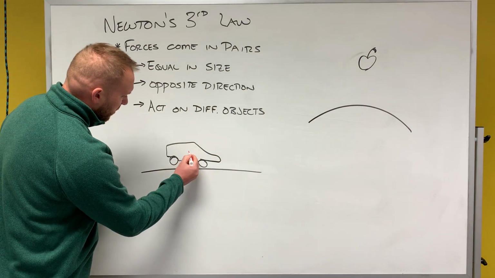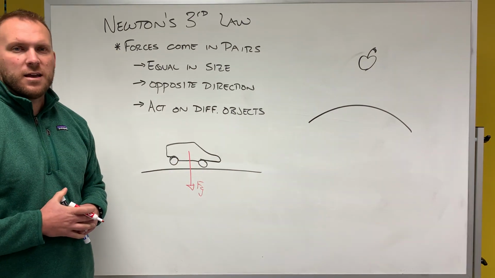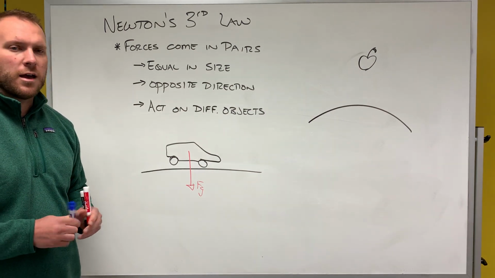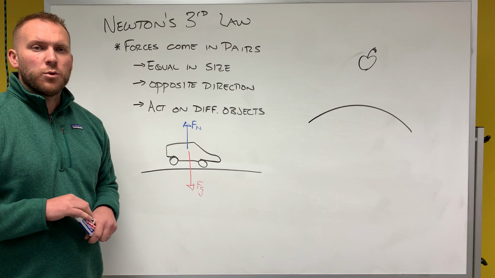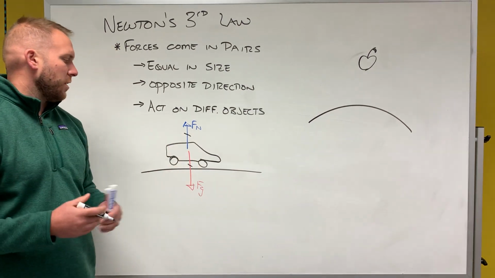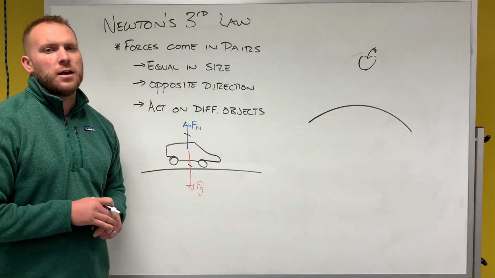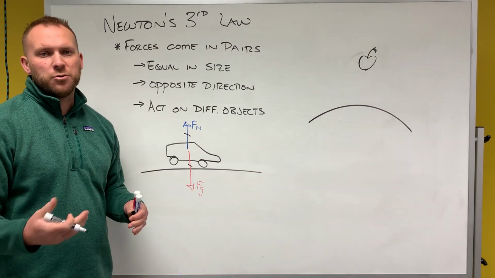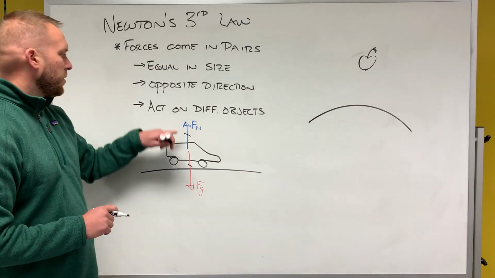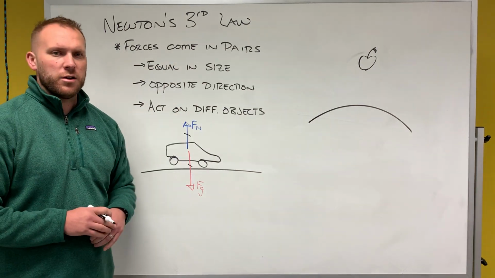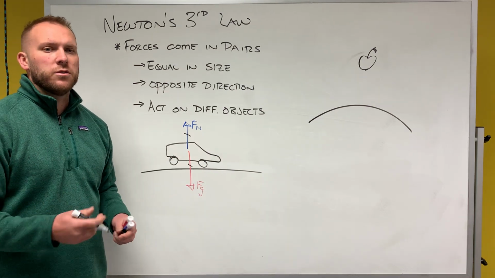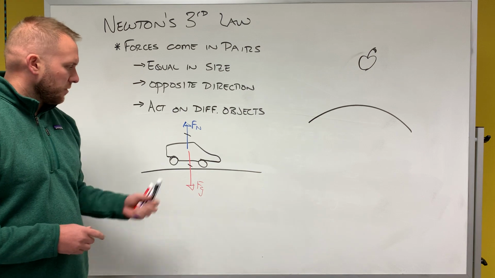One force is the force of gravity acting down. A second force would be the earth pushing up on it as the normal force. Now in this situation, while these forces are equal in size and opposite in direction, they are not what are considered action-reaction pairs, or they do not show Newton's third law. The reason is because they are acting on the same object. What we have to do is identify the other forces that are acting because of these.